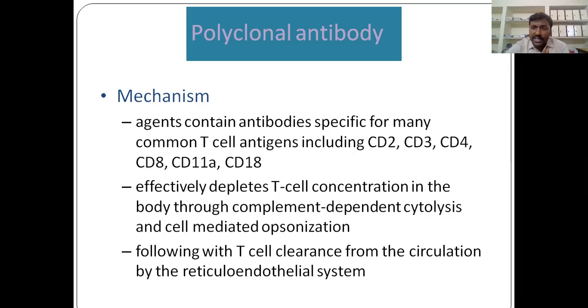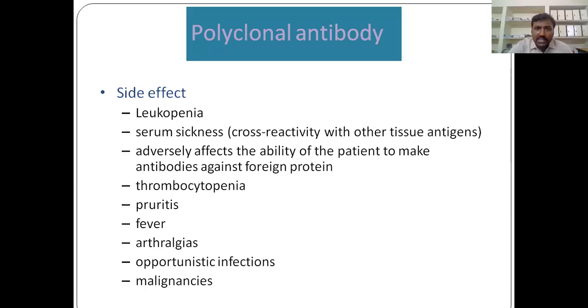So the mechanism of action of polyclonal antibodies is to clear all the T cells in the body. How? They bind to CD2, CD3, CD4, CD8, whatever the T cell subclasses are, CD4 and CD8. They bind all T cells and lysis takes place. When lysis takes place, there are no T cells, so there is no immunity. So that is the polyclonal antibody mechanism of action.